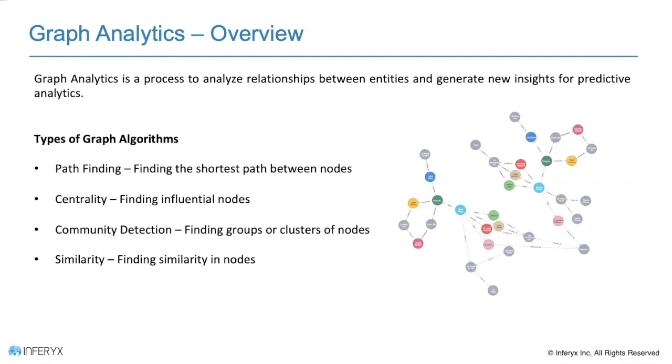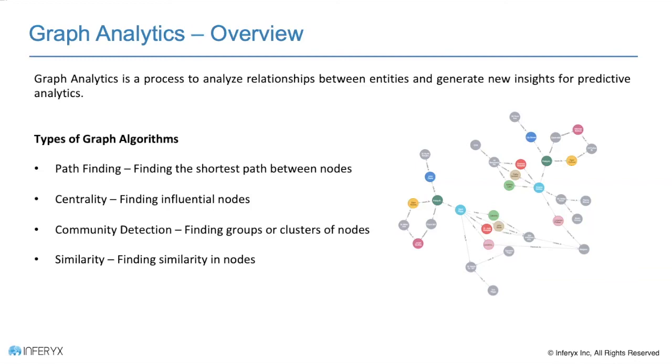The major four types of graph algorithms are, first, the pathfinding algorithm. This is where you can find the shortest path between two nodes. Let's say you want to travel from point A to point B. And if there are multiple choices available, this particular algorithm will help you identify which is the best path or the shortest path between two nodes or between two places.